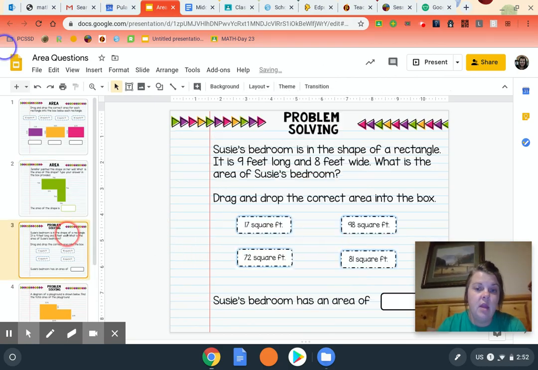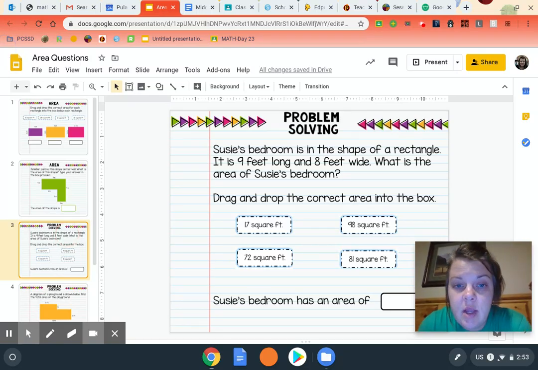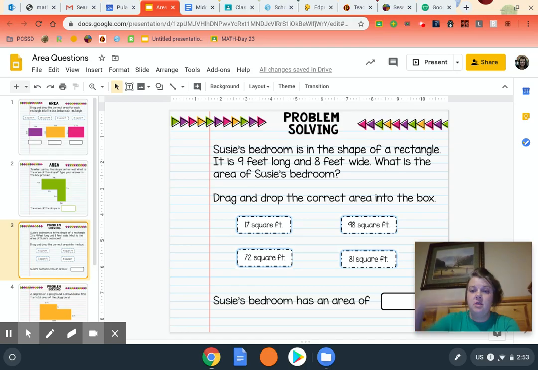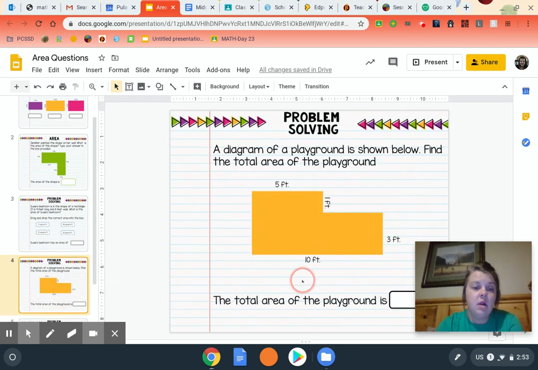Here, we have a bedroom that is a rectangle, and it's 9 feet long and 8 feet wide. So 9 times 8. You may have to draw that out. Which one of these is 9 times 8? Slide 4 is the same as slide 2.